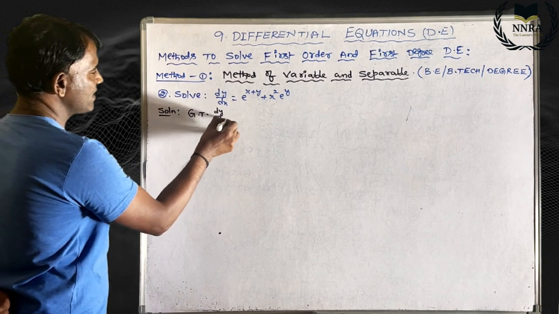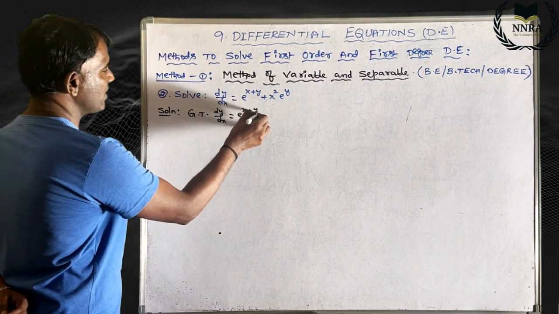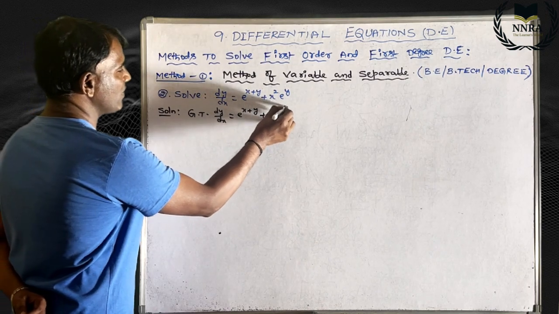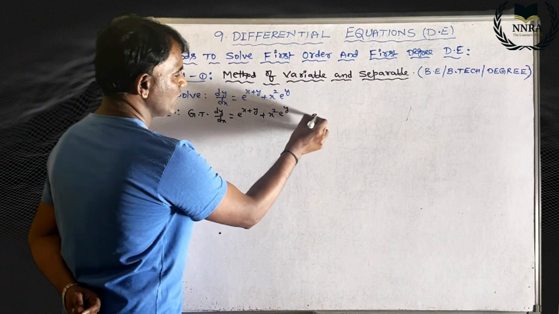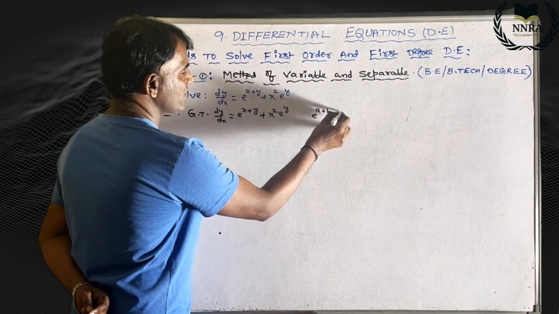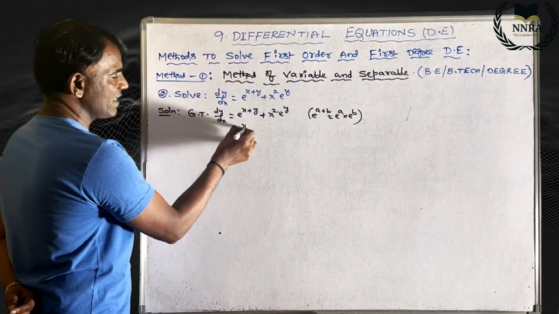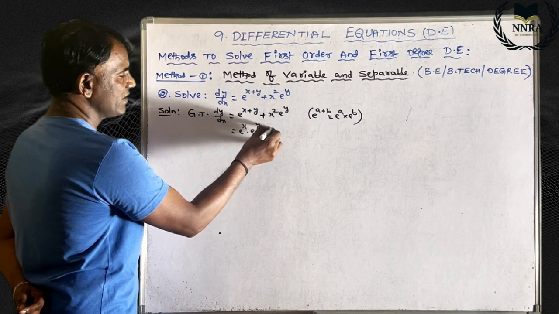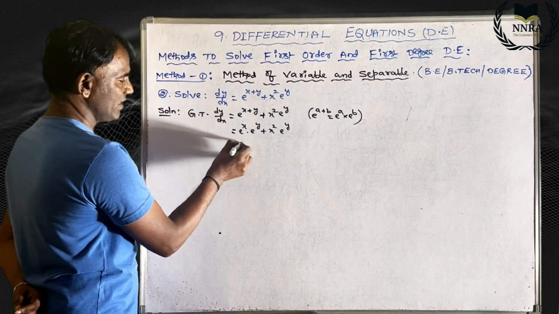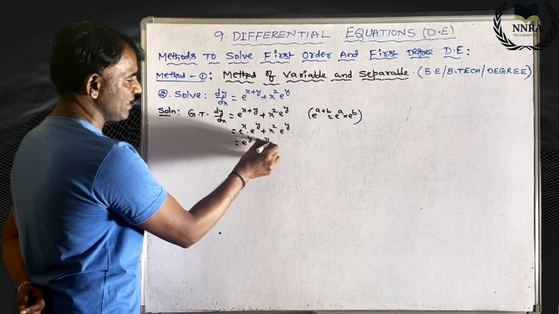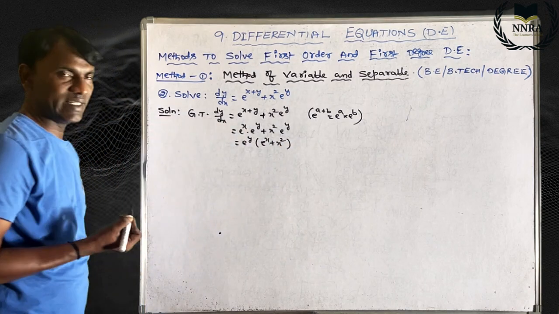dy by dx equals e power x plus y plus x square into e power y, right? And we know that e power a plus b equals e power a into e power b. So this can be written as e power x into e power y plus x square into e power y. Now e power y is common, we get e power y times (e power x plus x square), right?